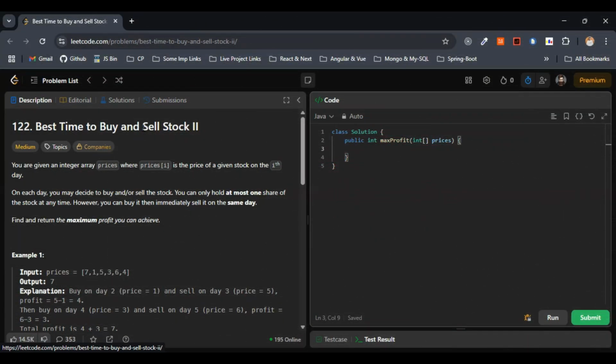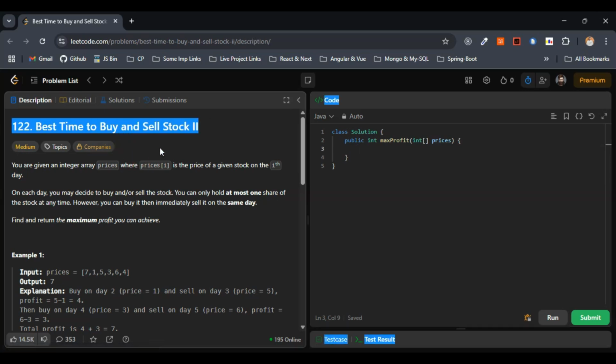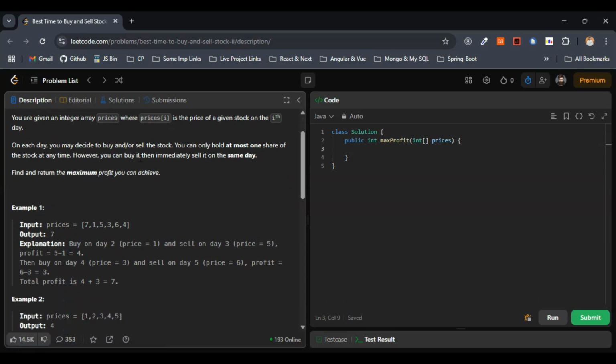Hello everyone. Let's quickly solve problem number 122, Best Time to Buy and Sell Stock 2. So what the question states here is that we are given an array prices.